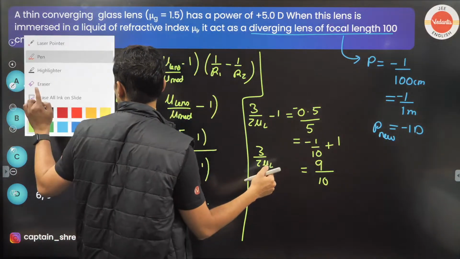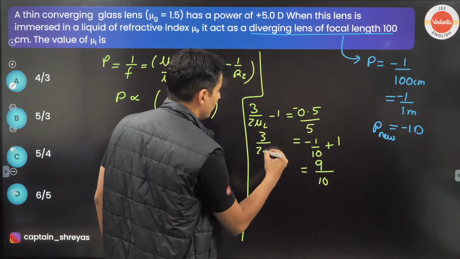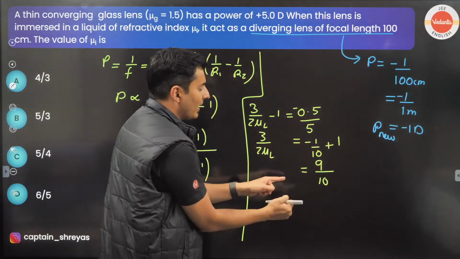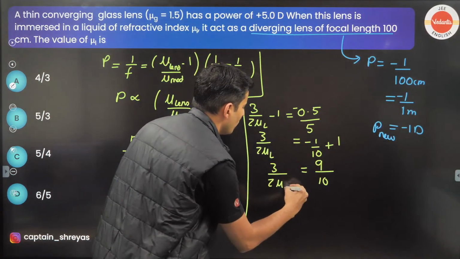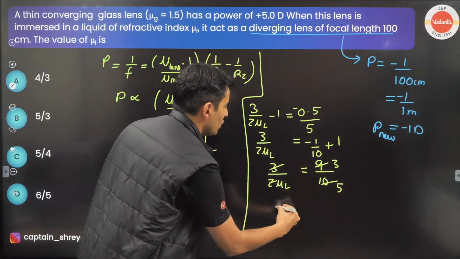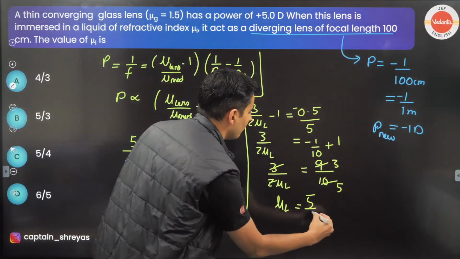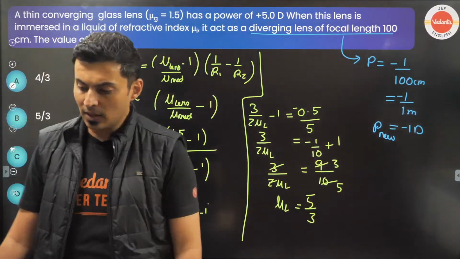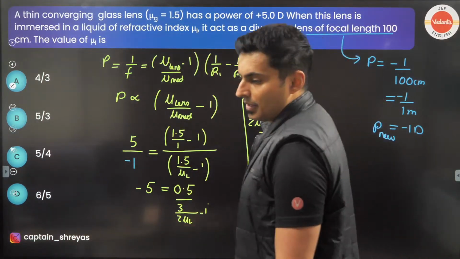Correct, guys? Just check this out. Just put it on the top in the same line. So this was 3 by 2 mu L. I've just brought that 1 over there. So 1 minus 1 by 10 is 9 by 10. So now this is 3 by 2 mu L. You can see 3 goes with 9 3 times, 2 goes with 10 5 times. So mu L will be 5 and 3 comes below, so 5 by 3. Just check this out. Yep, it is 5 by 3.